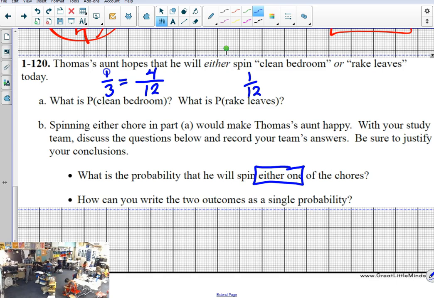Right? No. She wants him to either clean the bedroom or rake the leaves. Clean the bedroom is 4/12. Ooh, don't go to decimals. You have fractions, right?